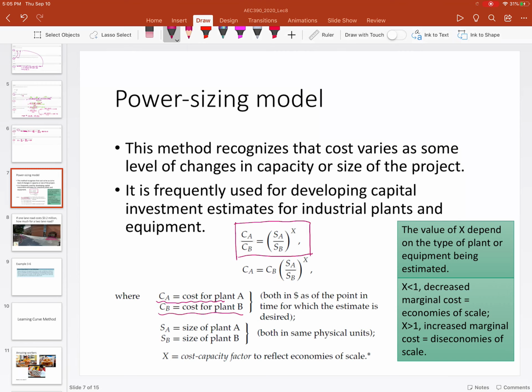And usually, if you write the formula like this, it means CA is unknown and CB is given. Okay, and another thing is you have to compare these 2 costs at the same time. So if you have the given cost for project B at present, then the estimated cost for project A is also at present, right? We all know that prices and costs and money change with time, right? So you have to make sure that the comparison is done at the same time.